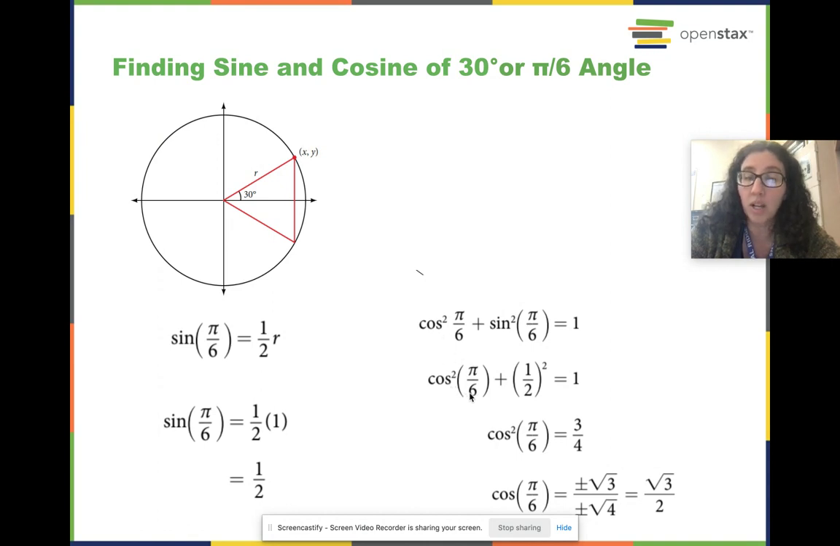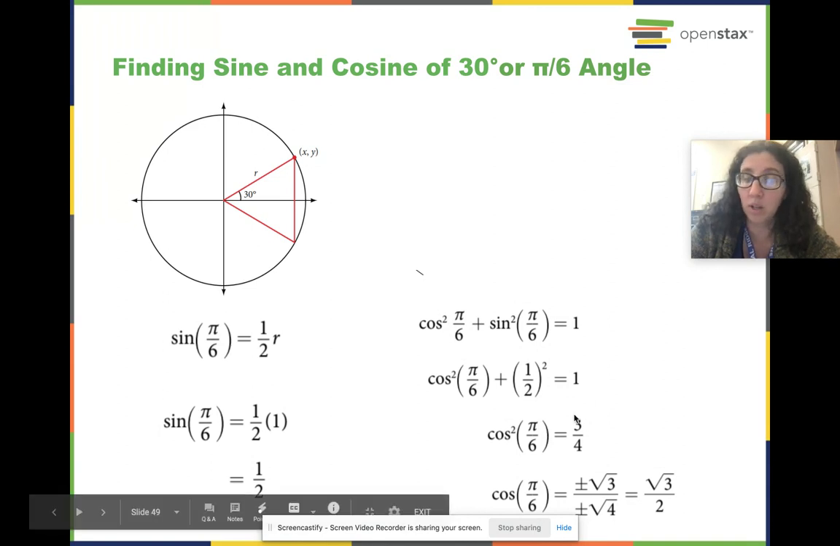We don't know what cosine is, but we do know that sine is 1/2. So we multiply that, we get 1/4. We subtract it, we get 3/4. So cosine squared of pi/6 is 3/4. So we take the square root of both sides. We get plus or minus square root of 3 over 2.